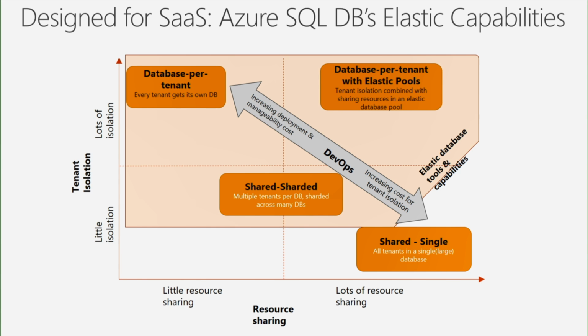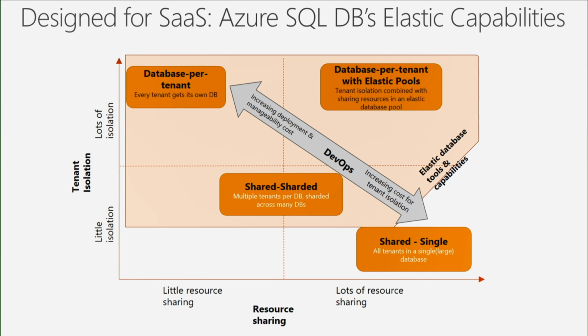And the first one is essentially using the database per tenant approach that you had on the left-hand side, but giving you the ability to share database resources across tenants when following this approach. And this is what you now see on the upper right-hand side, database per tenant with elastic pools, where you're creating yourself a pool of capacity that's shared across all of your tenants while following this database per tenant approach.